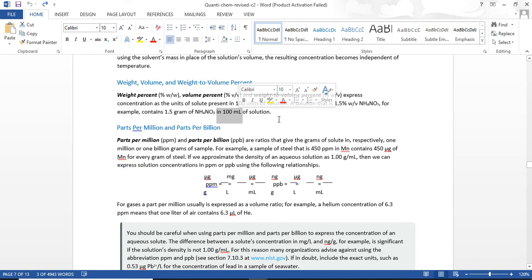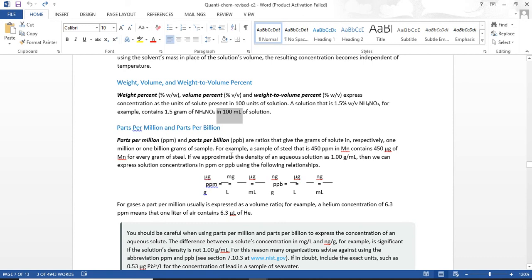For example, a sample of steel is 450 ppm in Mn. What is Mn? It is manganese. Okay, and it contains 4.5 micrograms of manganese for every gram of steel. We approximate the density of your aqueous solution as 1 gram per ml. Then we can express the solution concentration in ppm and also ppb using the following relationship.